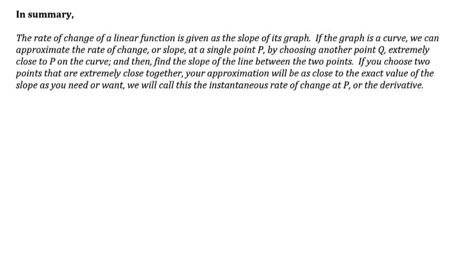Okay, and a big part of this summary that we need to look at is the fact that the rate of change of a linear function is the slope of the graph. But if we have a curve, then we can approximate the rate of change or the slope at a single point by choosing another point extremely close to that original point. If you find that slope between the 2 points, then you can get a pretty good estimation. So keep in mind here that your approximation will be close to the exact value of the slope that you need or want. That is your instantaneous rate of change, or the derivative.